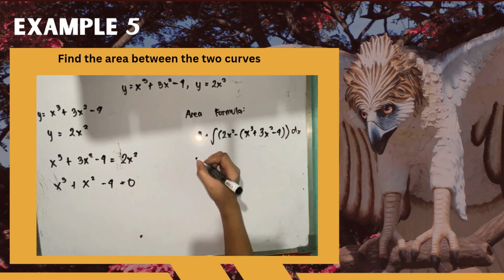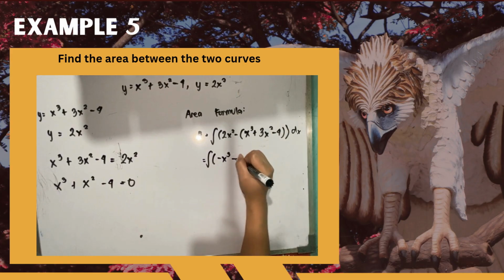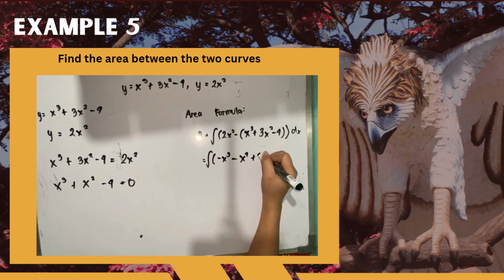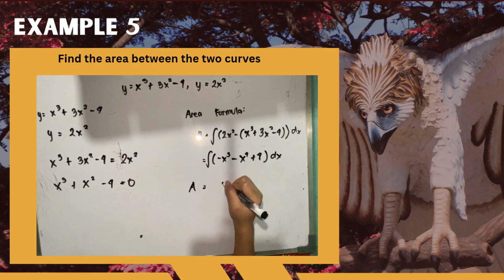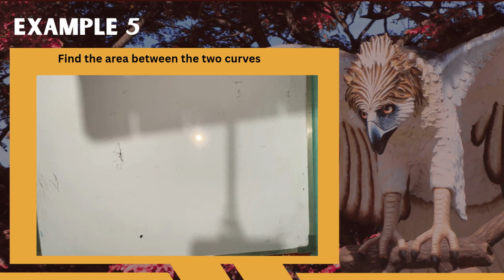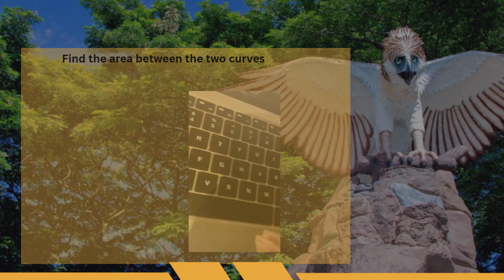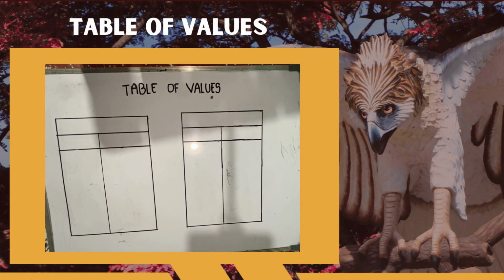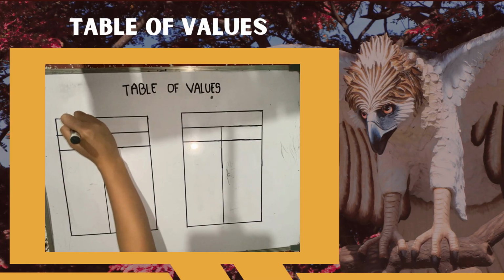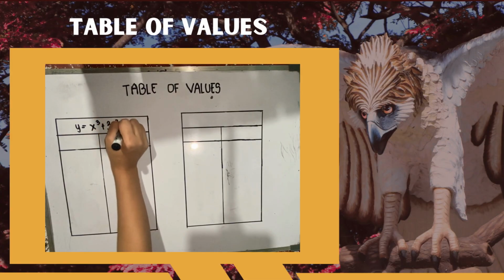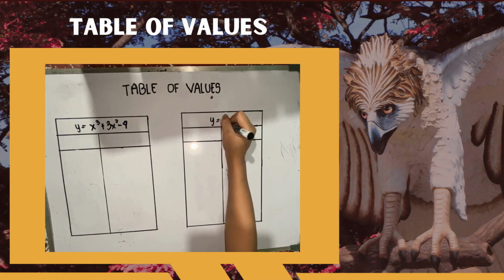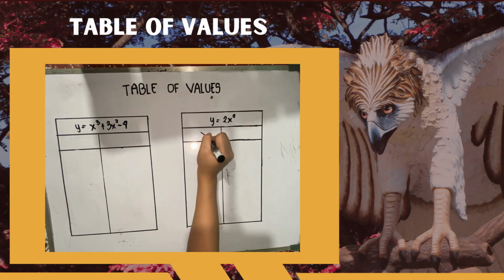So let's simplify the integral. We have area equals the integral of negative x cubed minus x squared plus 4 dx. Now we have to integrate, and now we have the final answer, 7/2. For a table of values, we have y is equal to x cubed plus 3x squared minus 4. For our second table, we have y equals x squared, x and y.